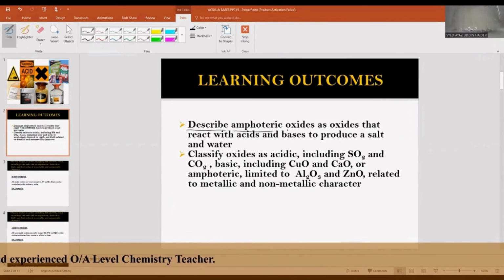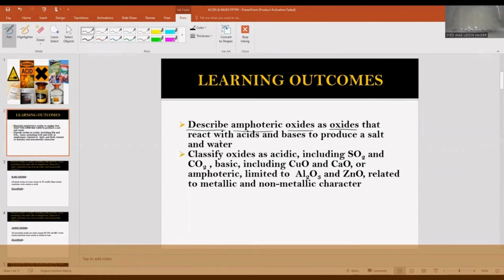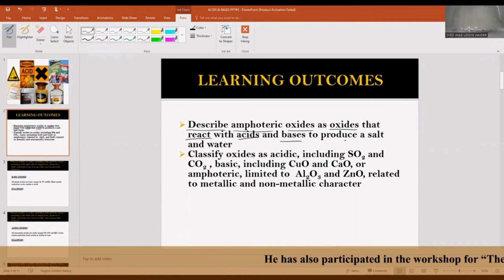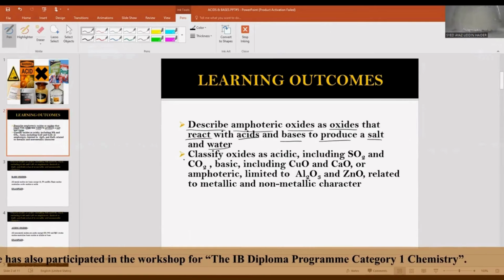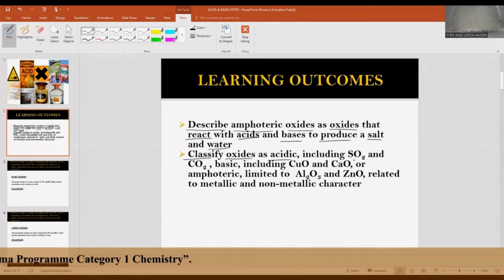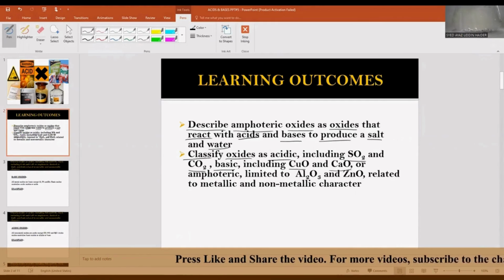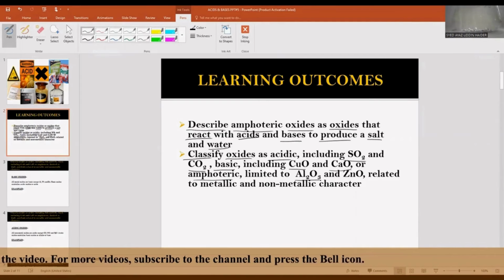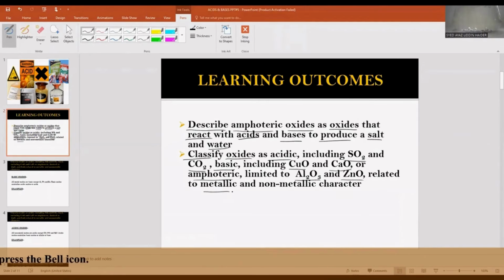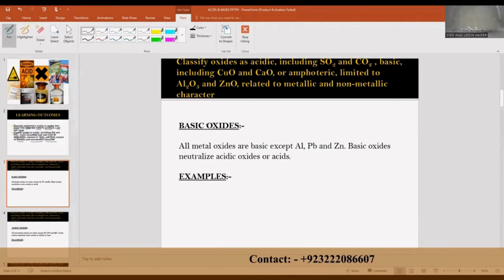Describe amphoteric oxides as oxides that react with acids and bases to produce salt and water. Classify oxides as acidic, including SO2 and CO2, basic, including CuO and CaO, or amphoteric, limited to Al2O3 and ZnO, related to metallic and non-metallic character. Basic oxides. All metal oxides are basic except Al, Pb, and Zn. Basic oxides neutralize acidic oxides or acids.